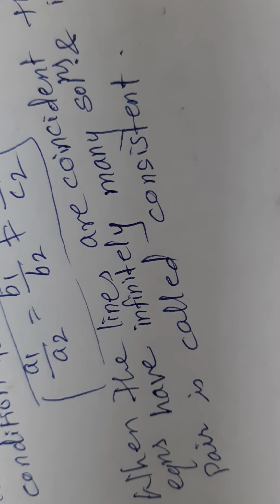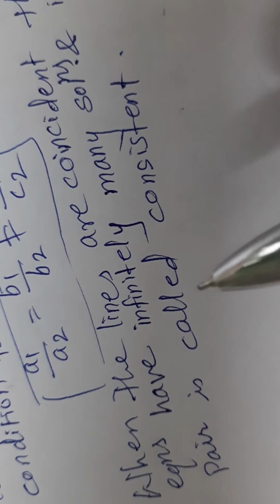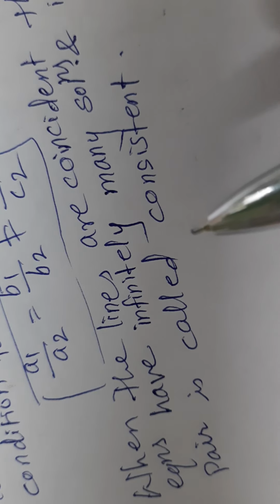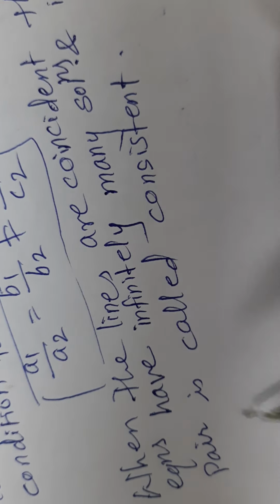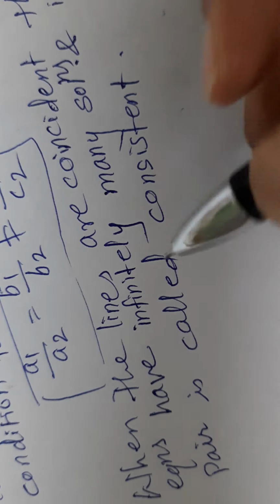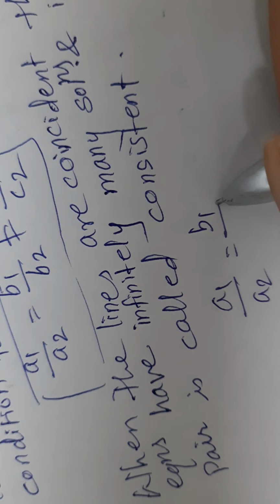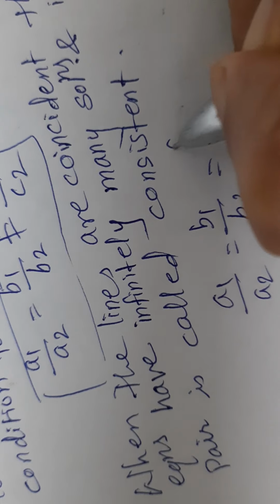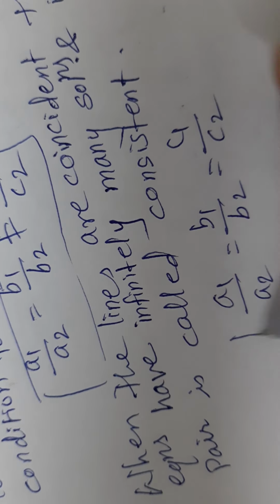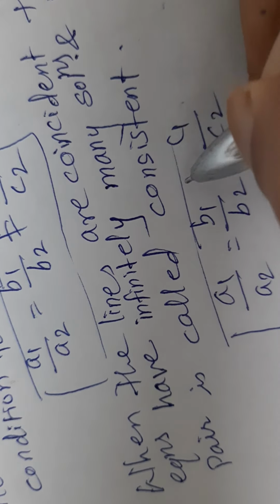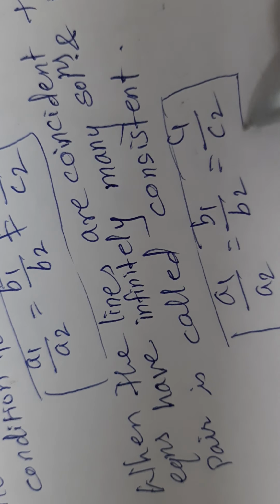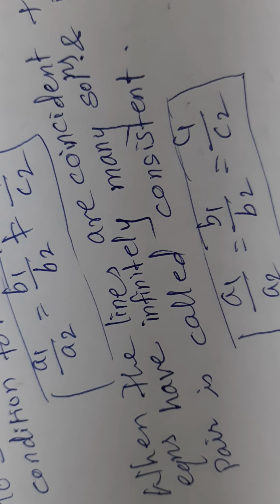Condition for coincident lines is a1 is to a2 equal to b1 is to b2 equal to c1 is to c2, meaning all the ratios are equal.